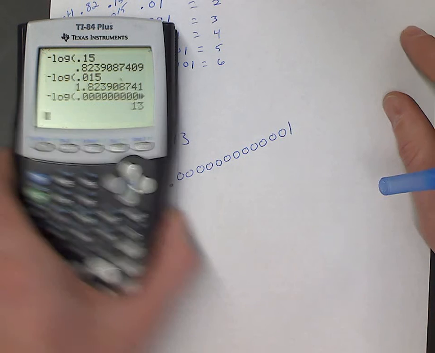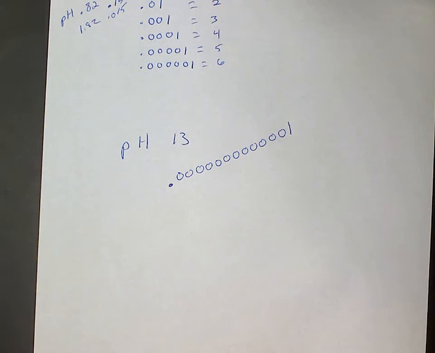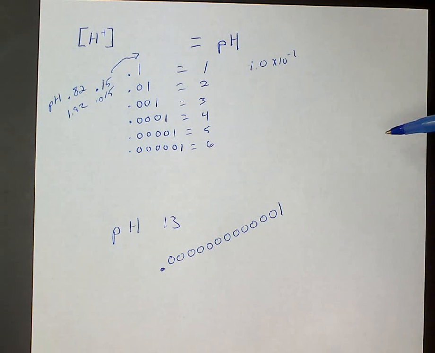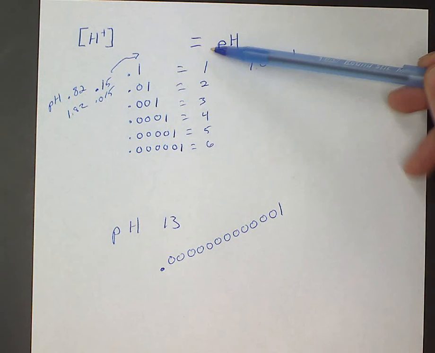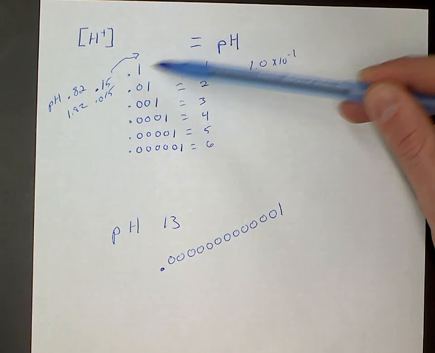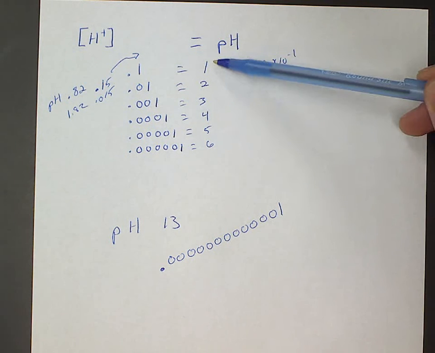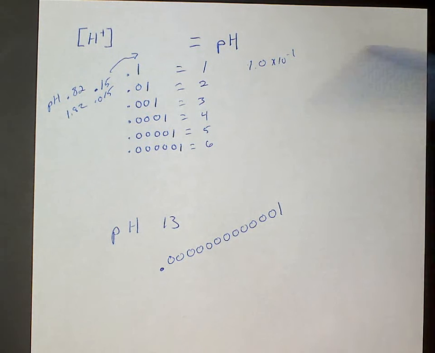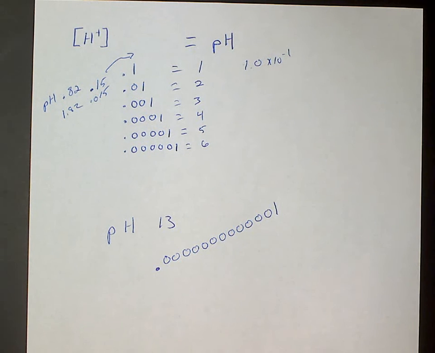These pH numbers are really being related to the concentration of hydrogen ion, and you can do the same thing with the OH. pH is really a way of putting these really tiny concentrations into an easy-to-understand single-digit format, or double digits for something like 13. Hopefully that makes sense.